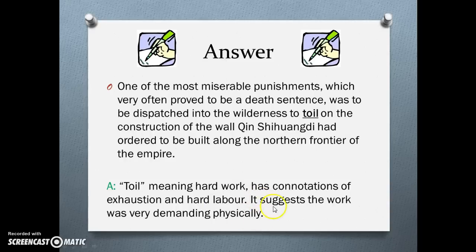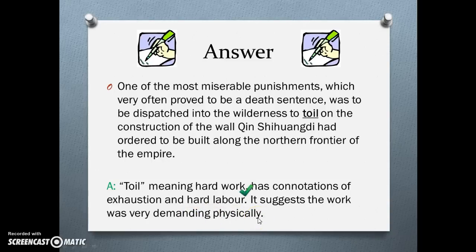The final part of my strategy: it suggests, and that's a great way of always starting that sentence, that the work was very demanding physically. Now notice I have not just said it suggests the work was difficult. It's going to be very hard for me to pick up a mark if I'm just repeating the words of the question, so I've translated that into my own words.